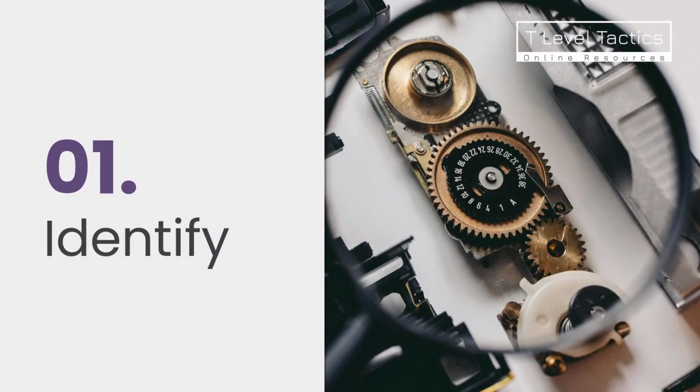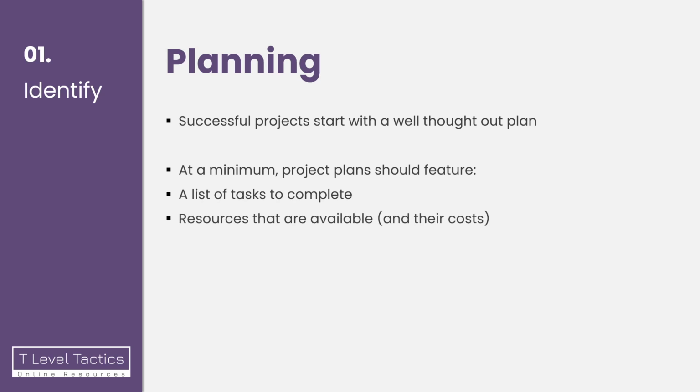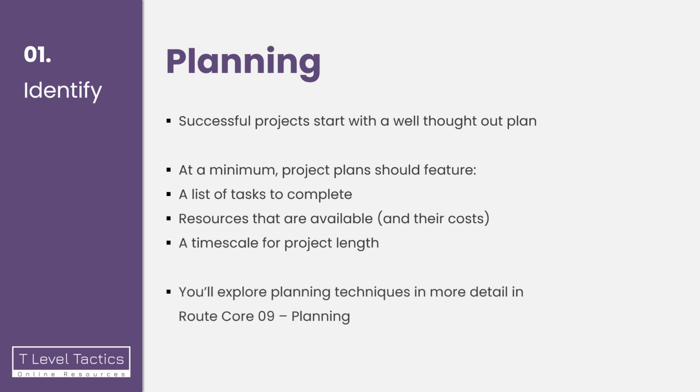So let's look at project planning first of all. All successful projects start with a well thought out plan. At a minimum, project plans should feature a list of tasks to complete, resources that are available and the costs for using them, and a timescale for project length. You'll explore more planning techniques in more detail in Root Core 9 planning, but we're going to go over the basics here.